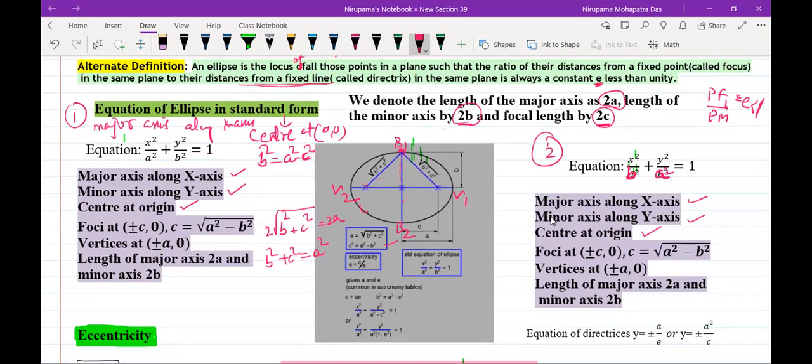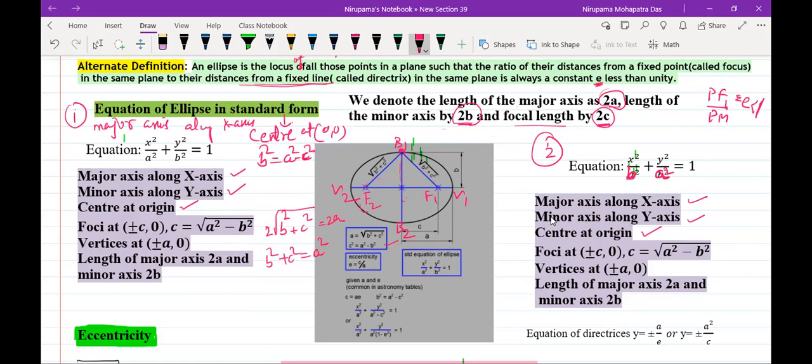Before going to the standard form, we denote the length of the major axis by 2a, the length of the minor axis by 2b, and the focal length, the focal distance, we denote by 2c. So 2a is the length of the major axis, that is V1 V2, 2b is the length of the minor axis, that is B1 B2, and F1 F2 is the focal distance, it is 2c. Now, the equation of the ellipse in standard form.